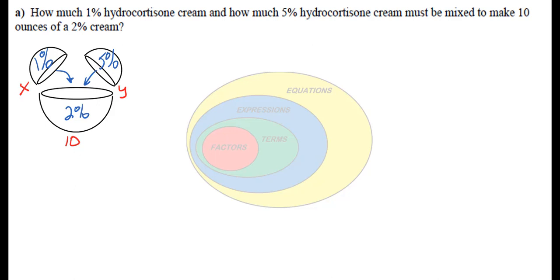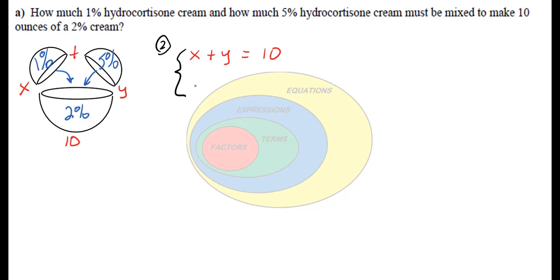All right, so our system comes up to write this as a system. We'll relate the amounts, which is X plus Y. That has to equal a total of 10 ounces. So whatever the bowls are, I'm just going to add these.